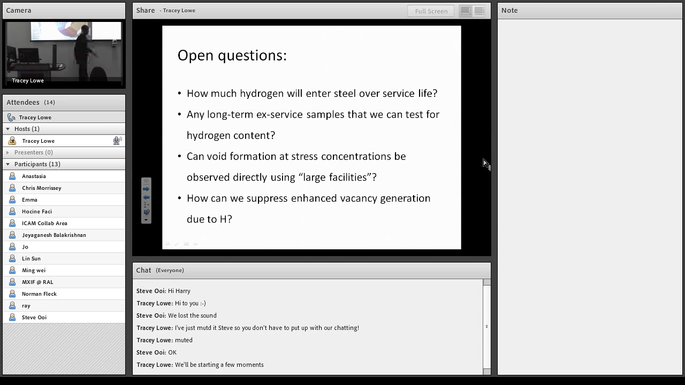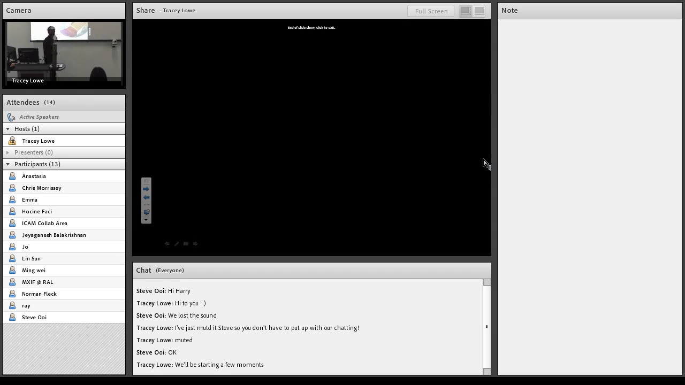And supposing that the mechanism is vacancy enhancement by hydrogen, can we not do something to kill those vacancies by putting in other solutes which want to be with vacancies and so on? So this is all speculation at the moment, and I think it's worth thinking about, because we don't just want to understand how hydrogen works. If we can actually cure it, that's an understanding of the problem, right? And I think that is my last slide.